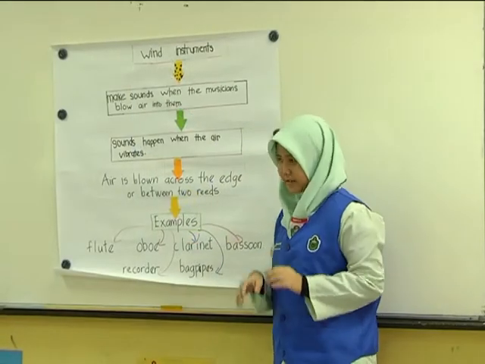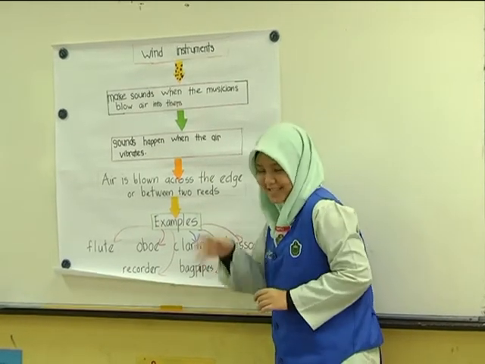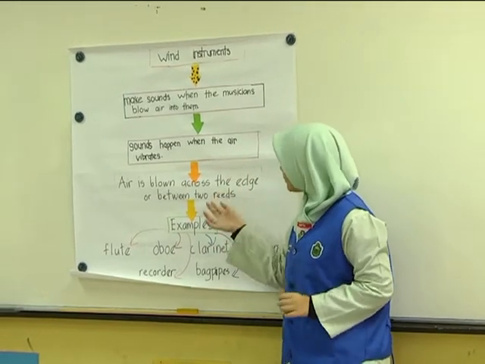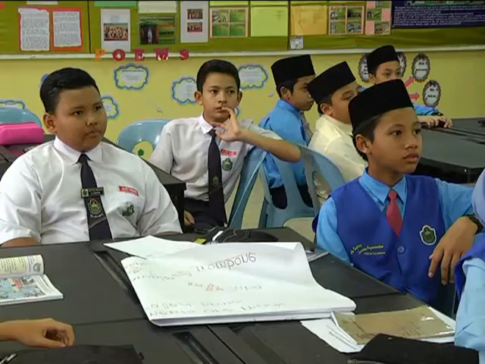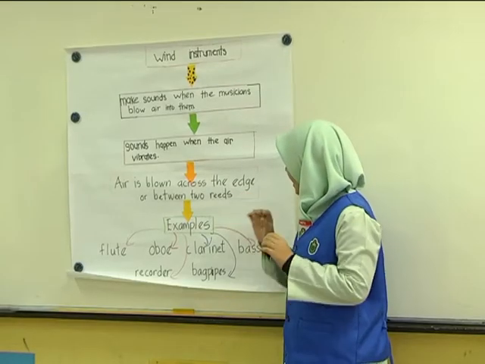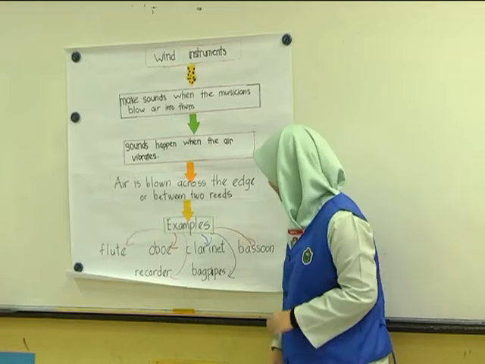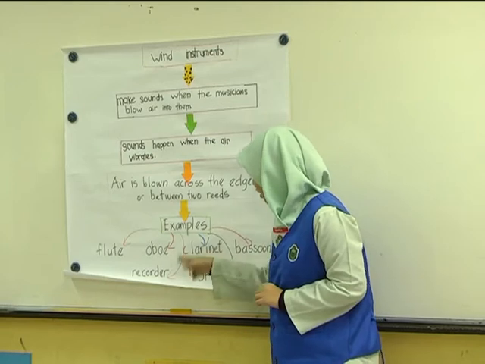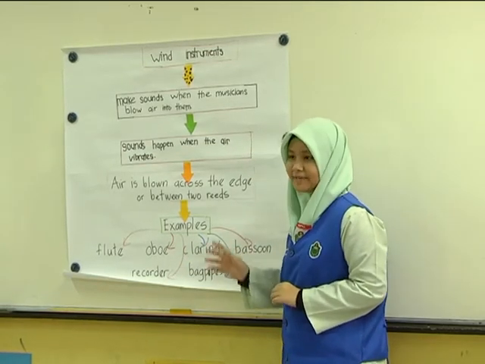Okay, the characteristic of wind instruments is that they make sounds when the musicians blow air into them. The sounds also happen when the air vibrates in the instruments. Besides that, air is blown across the edge or between two reeds. The examples of the wind instruments are flute, oboe, clarinet, bassoon, recorder, and bagpipes.